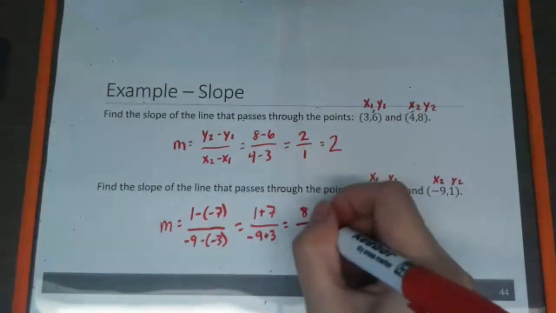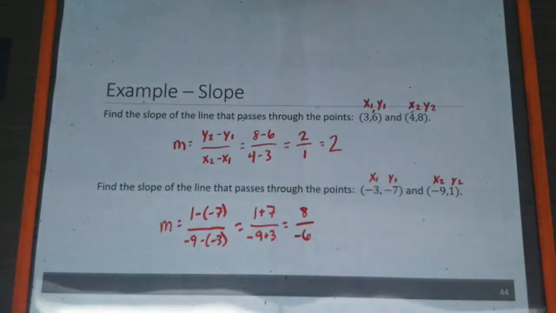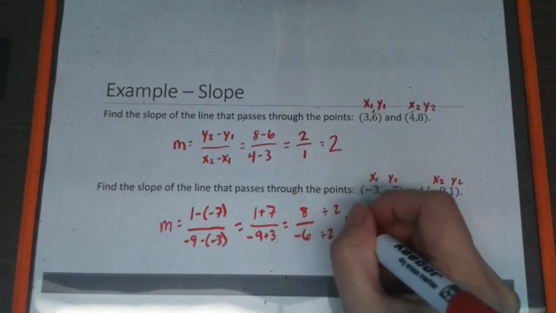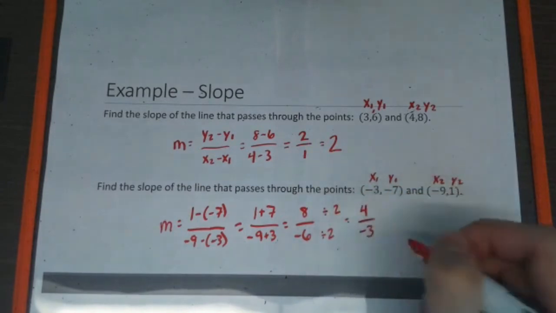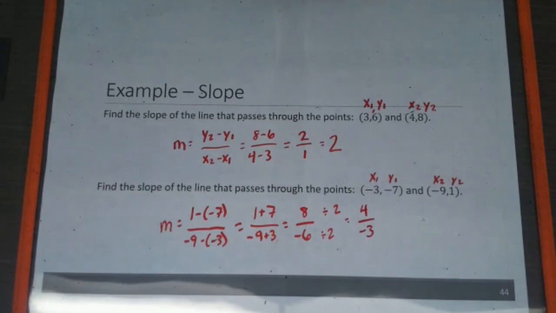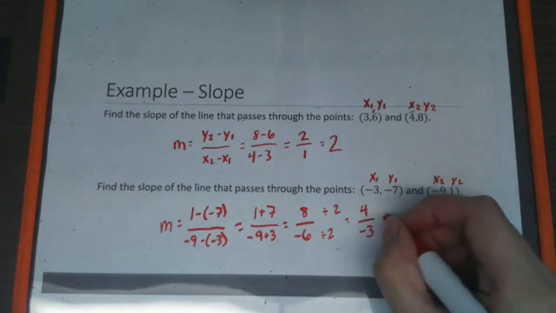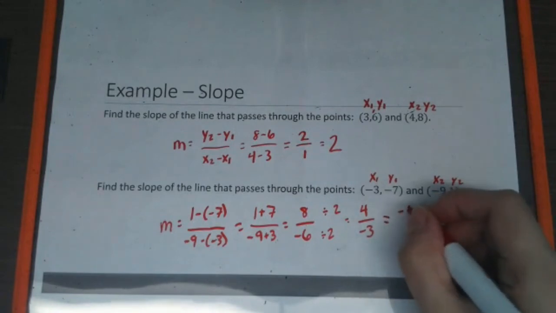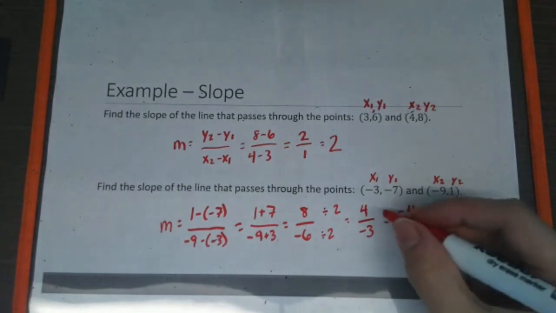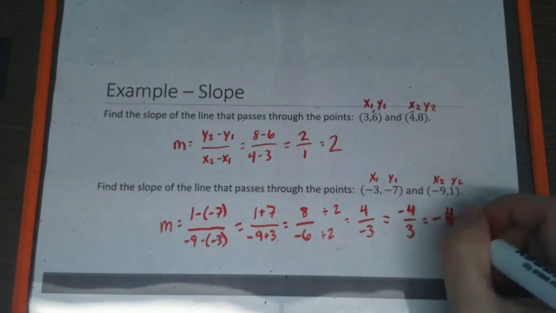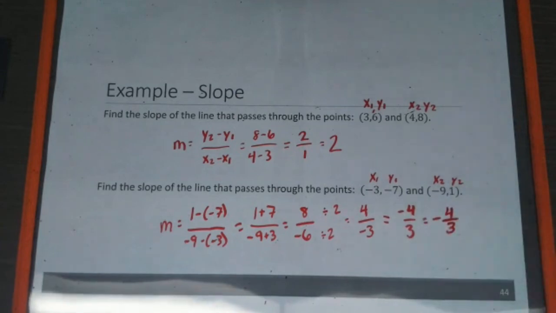So that's going to be 8 over -6. That fraction reduces if I divide the numerator and denominator both by 2 to 4 over -3. Now, a neat little thing about negative fractions is it doesn't matter whether you put the negative in the numerator, the denominator, or out front. As long as there's just one negative sign, they all mean the same thing. So 4 over -3 is equal to -4 divided by 3, which is equal to -4/3. They all mean the same thing.